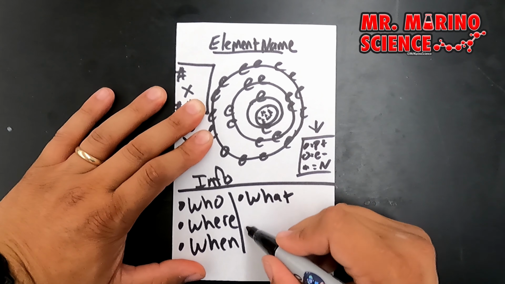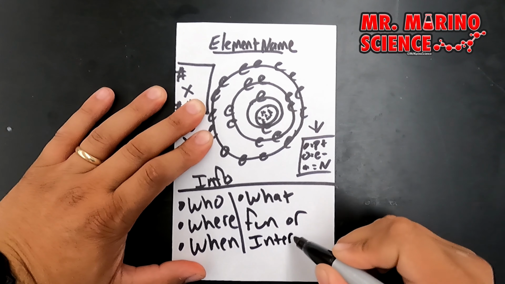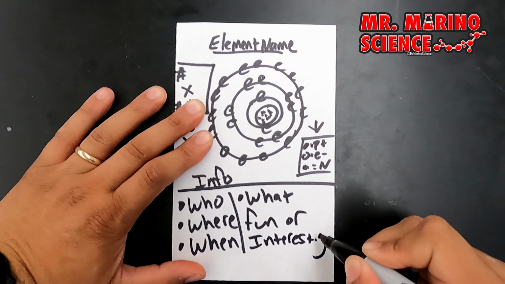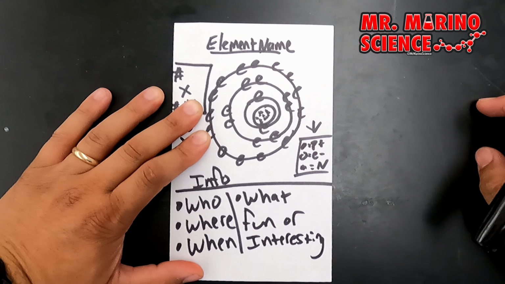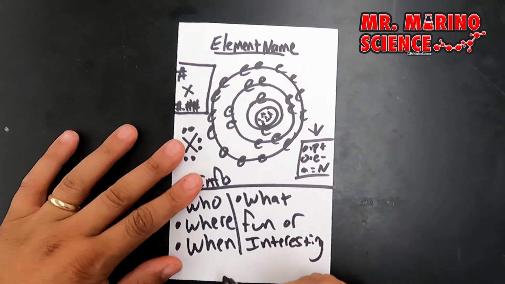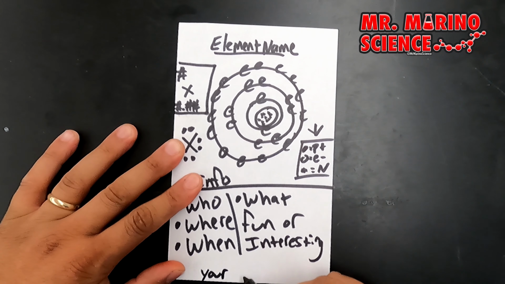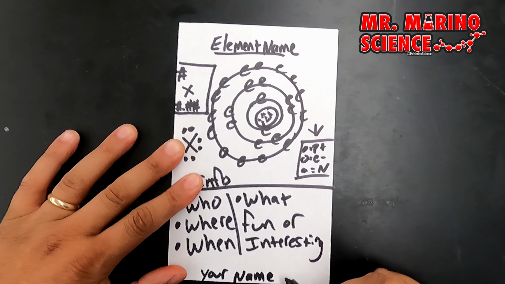And lastly, I'd like you to include a fun fact or an interesting fact about your element. Something that can wow my socks off. Other than that, I expect full color and perfect circles, which means you're going to probably need to trace, and that's okay. At the very bottom, you should put your name and your homeroom and your cohort. The example I have there is D202A.